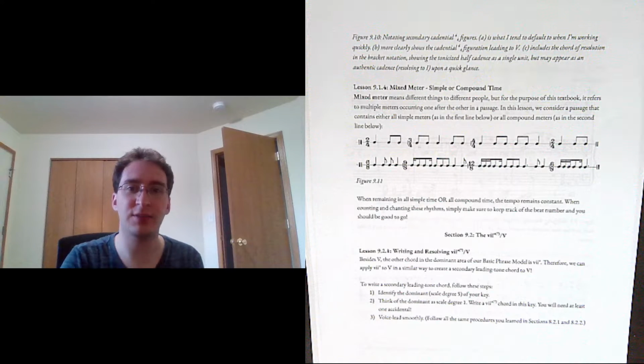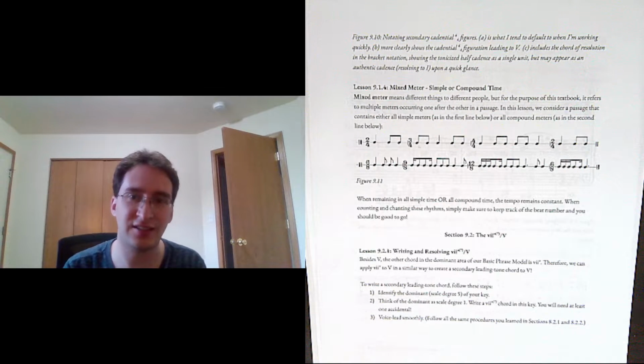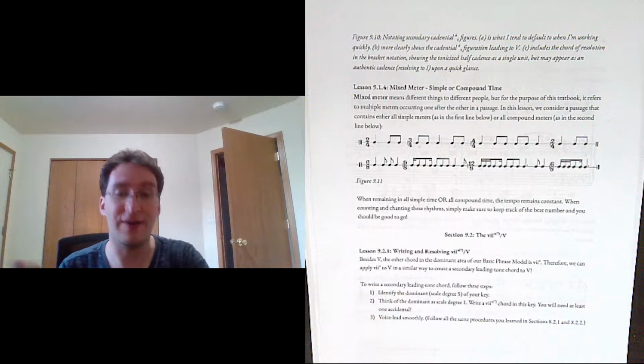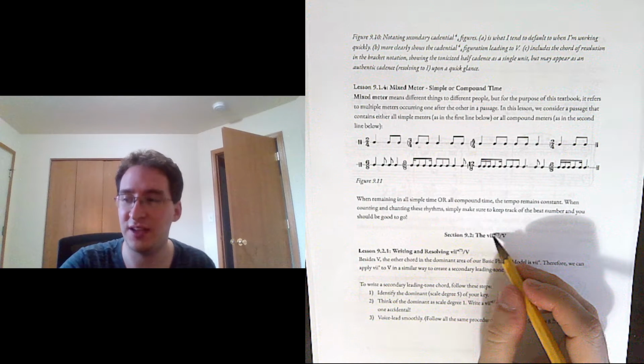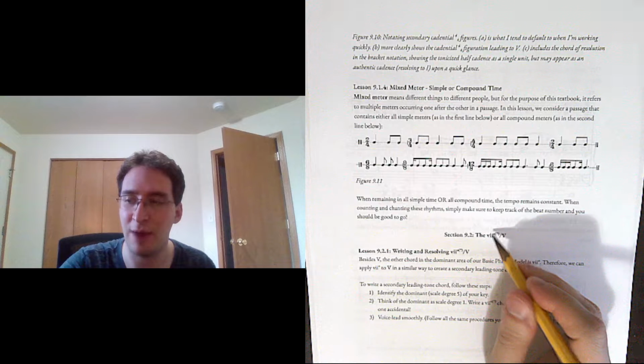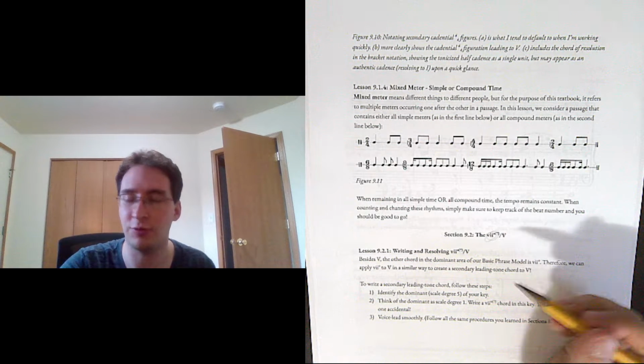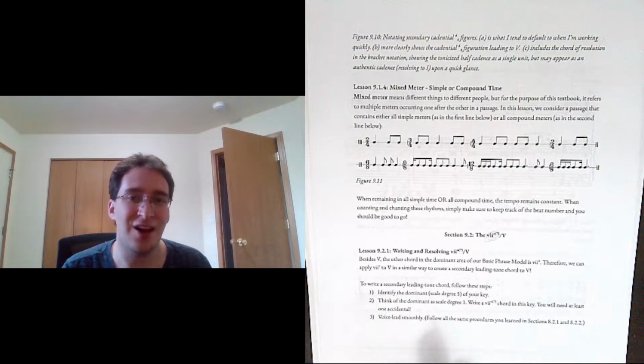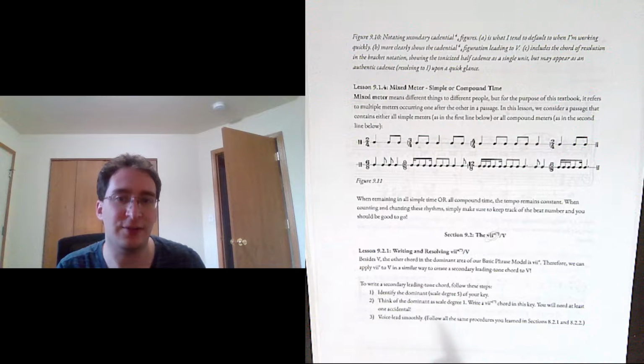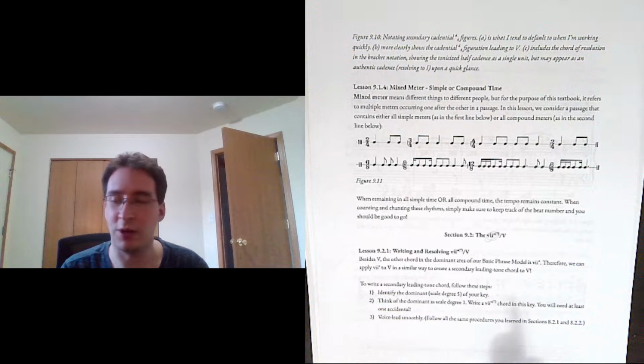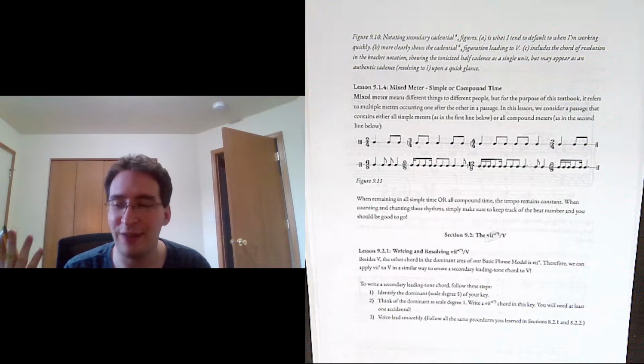Welcome to lesson 9.2.1 on writing and resolving a 7 diminished 7 of 5. So this is exactly the same principle as what we were doing in the last section, dealing with the 5 of 5. But now, instead of having a secondary dominant, we're going to have a secondary leading tone chord. That's the other chord that's in the dominant area of our basic phrase model. Makes sense that we would once again be applying it to 5 to tonicize 5 a little bit.